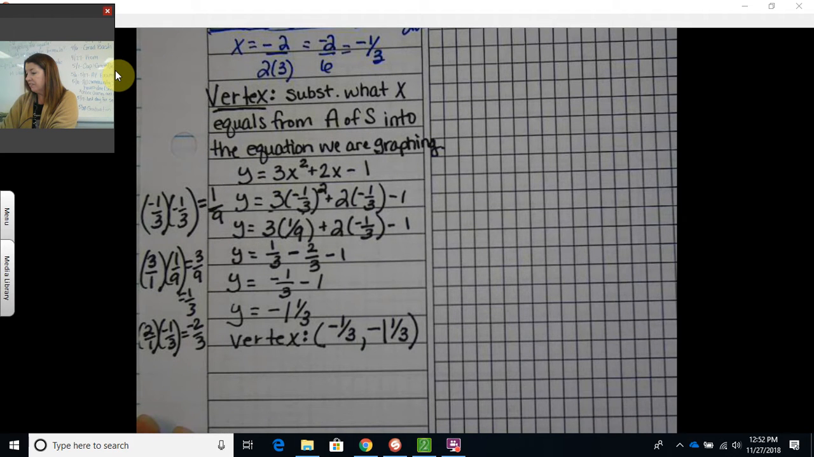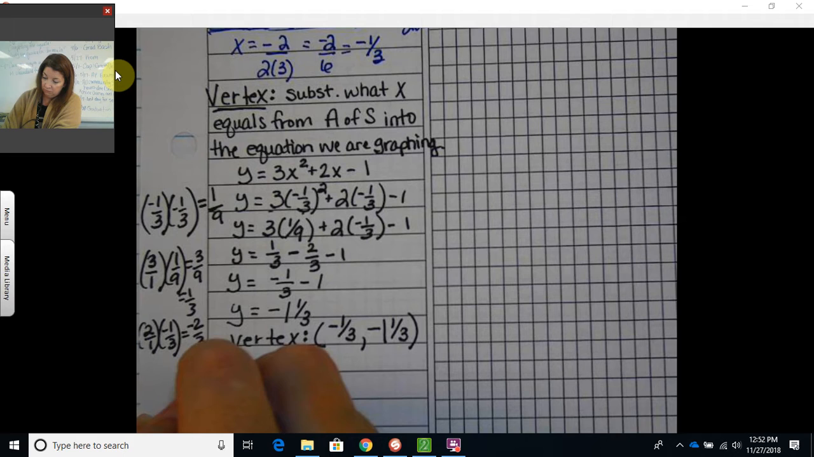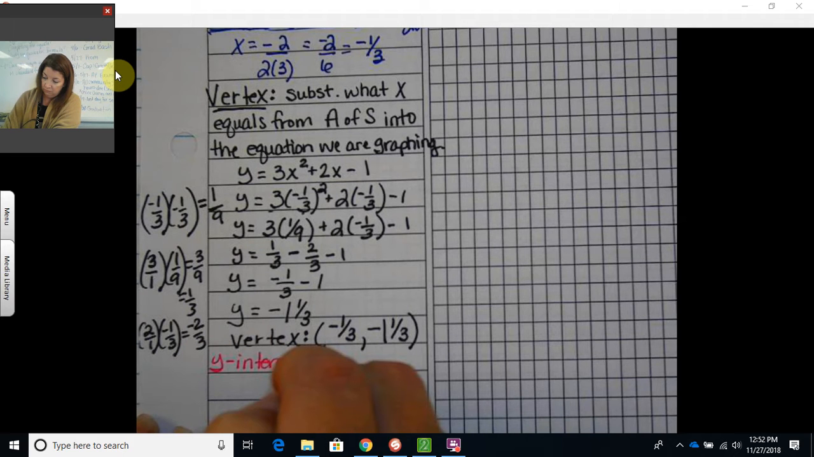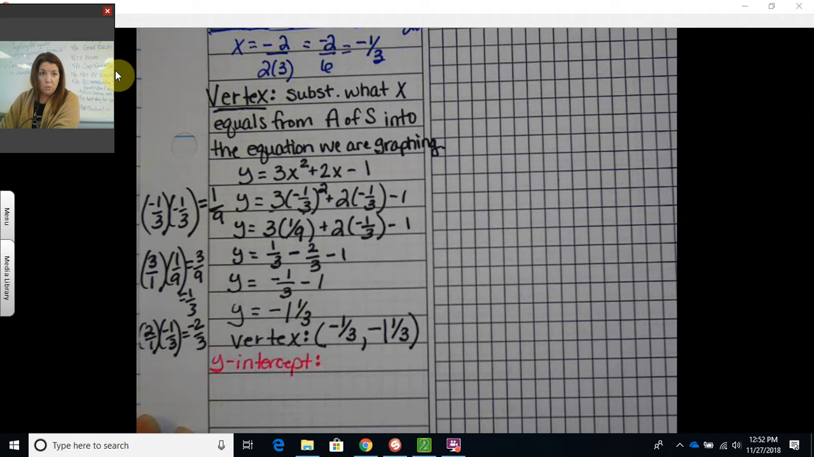Now the next thing we're going to find is the y-intercept. That's the easiest thing to find. The y-intercept, every ordered pair on your y-axis has an x value of 0, correct? Correct, Miss Riley. So one thing you could do is you could take your equation and everywhere you see an x, substitute in a 0, solve for y, okay? But just think about it.